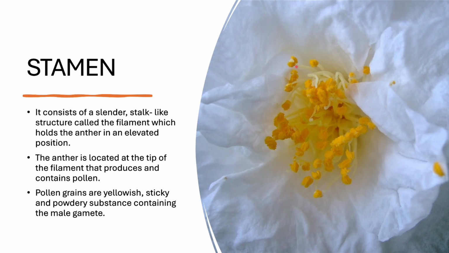The pollen grains are very important because they contain the male gamete or the male sex cell. Okay, so the pollen grains are nothing but yellowish sticky powdery substances that contain the male gamete. If you have ever touched a flower, you must have noticed the yellowish powder sticking to your hands. That is nothing but the pollen grains. Now we will see about the female reproductive structure, which is called as the pistil or the carpel.